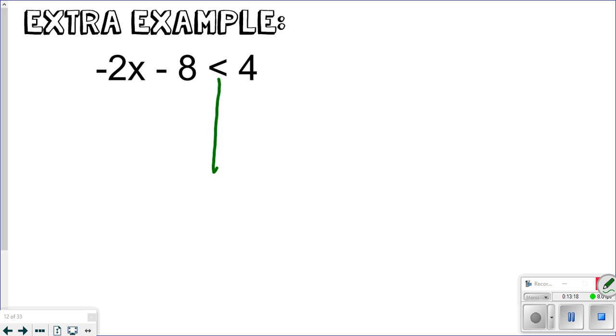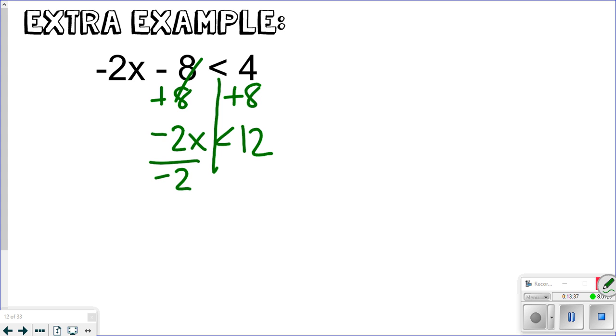We want to get negative 2x by itself, so I need to get rid of, move, cancel out this negative 8. So add 8, add 8. Negative 2x is less than 12. Divide by negative 2. Divide by negative 2.